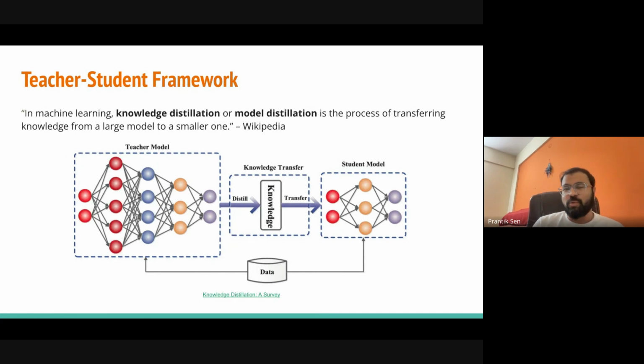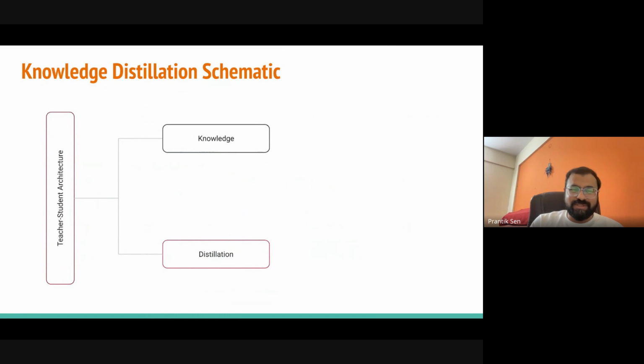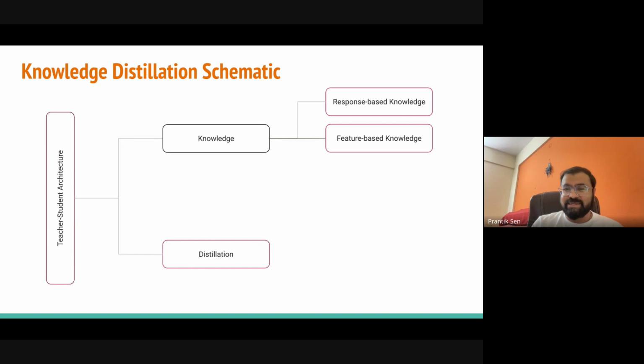Now we will see what the different ways of knowledge distillation are, how it works, and why it works so beautifully. So again, we briefly touched upon the teacher-student architecture and then knowledge distillation. There are two words, one is knowledge, one is distillation. When we talk about knowledge, what kind of knowledge can we extract from the teacher, what it has learned or what it is learning, and pass it to the student, is what we are interested in. So one is response based knowledge, the second is feature based knowledge, and the third is relation based knowledge.